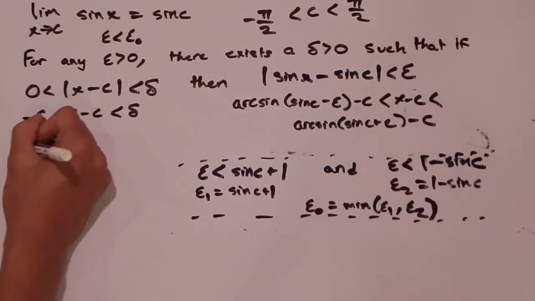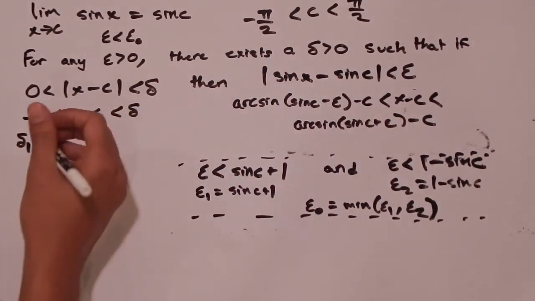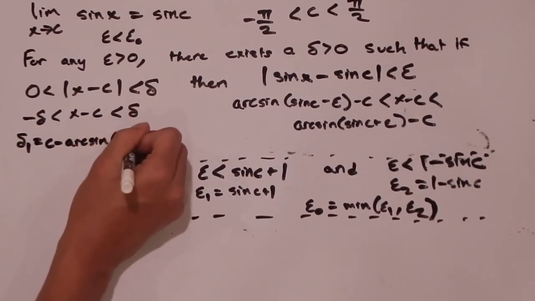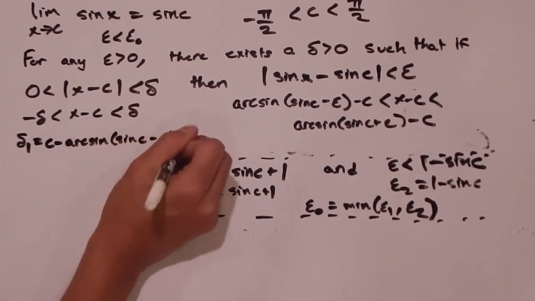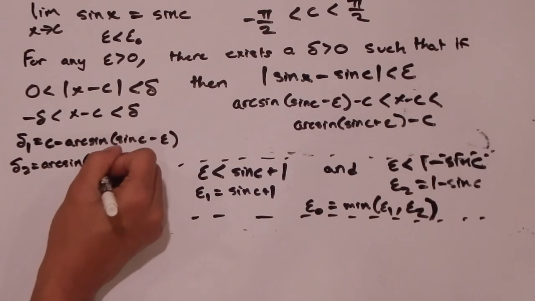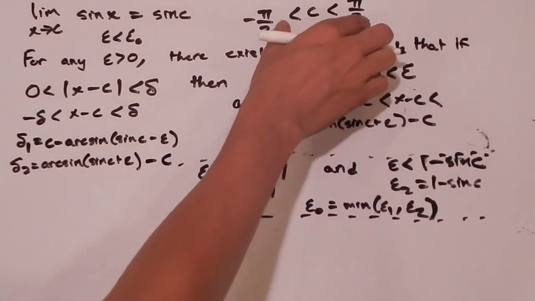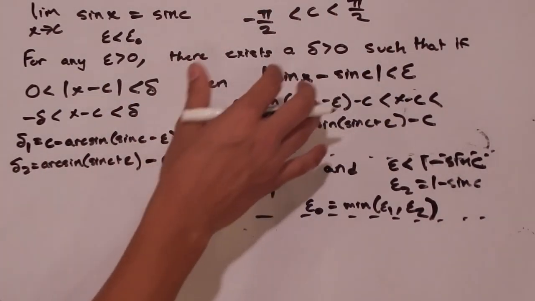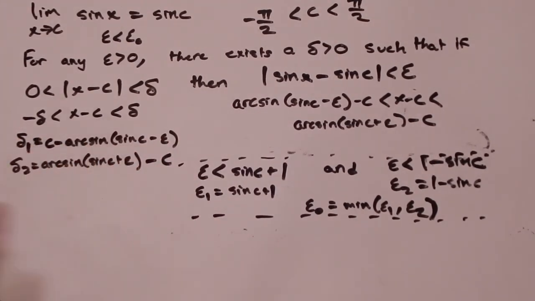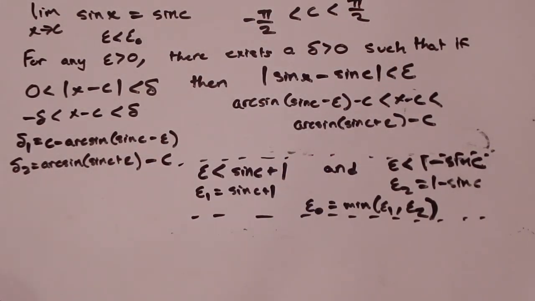So I'm going to go ahead and say delta 1 is equal to the negative of this, because whatever delta value we end up picking has to be positive. c minus arcsine of sine of c minus epsilon. And I'm going to say delta 2 is going to equal arcsine of sine of c plus epsilon, minus c. And this is actually why we had to limit our c values to this specific range. If we didn't do that, we could come up with delta 1 and delta 2 values that were negative, and we know we can't have that. So this proof that I'm doing right now only works when c is in this range. Again, we'll extend it later.